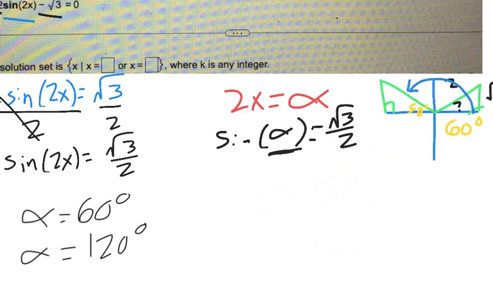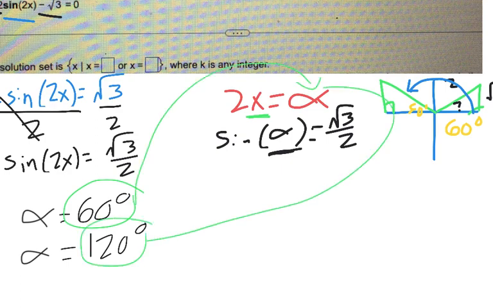But remember, this problem didn't start in terms of alpha. It started in terms of x. So I'm going to plug this in for alpha, and I'm going to plug this one in for alpha, and I'm going to solve each one. So here, if 2x was equal to 60, I divide both sides by 2. That tells me that the x value could be 30 degrees.